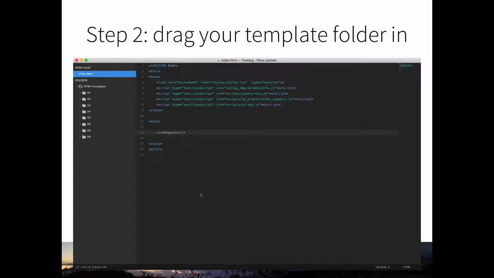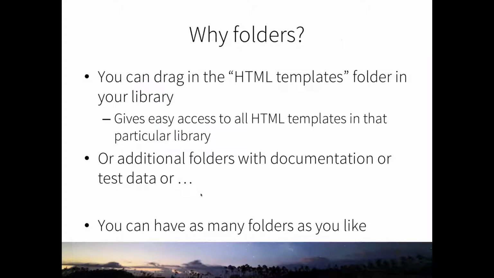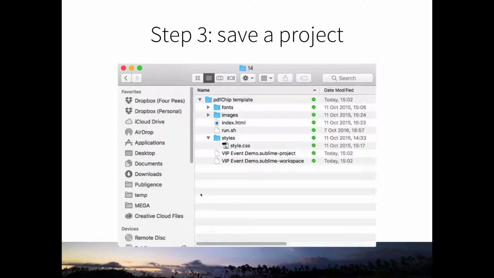So this folder support in Sublime is really very useful, and you don't have to limit yourself to only dragging in the HTML templates folder. Of course, you can add other folders in there. You can add folders with documentation, or what I often do is have a folder with test data for a particular project. You can open those as well, and you can have as many folders in there as you like. And then you save that as a project, and what that will do is it will save a Sublime project file and a Sublime workspace file.